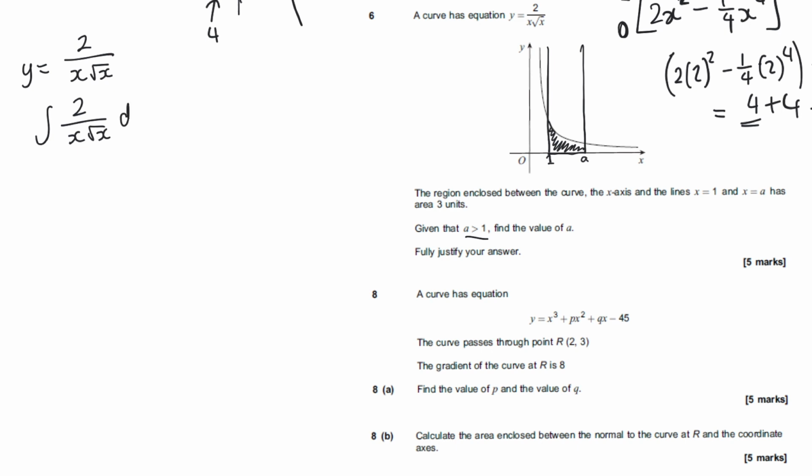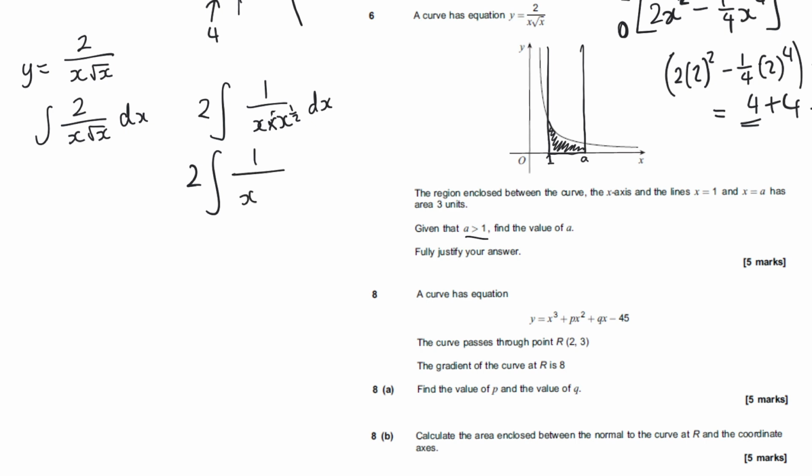So first thing is I'm going to bring 2 out, and that's going to leave me with 1 over x root x dx. Next step is I'm going to rewrite root x as x to the power of a half. And then I'm again going to simplify this even further. If you've got x times x to the half, remember you add the powers when you multiply indices, so 1 plus a half, which is just 3 over 2, aka 1 and a half.